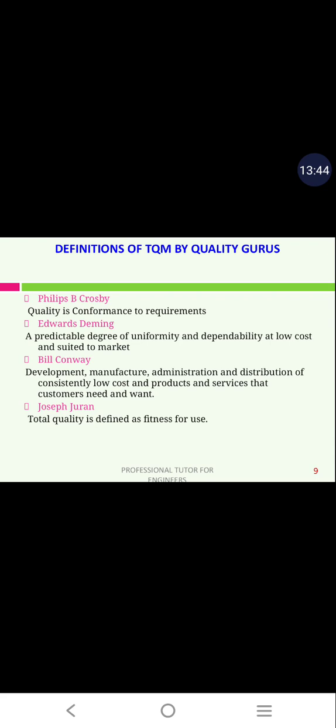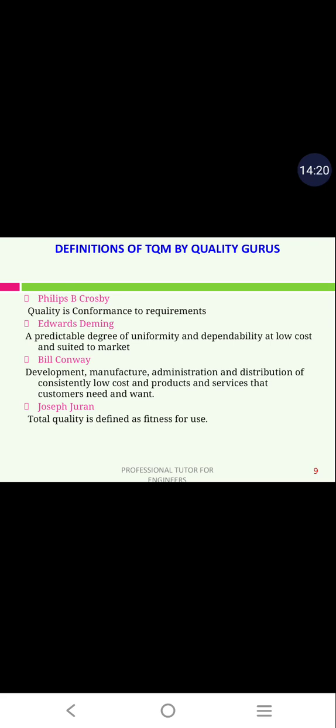A predictable degree of uniformity and dependability at low cost and suited to the market. So what he is telling is a predictable degree of uniformity. The product should be at a normal rate, with uniformity. It should be of good quality and the price also should be lower so that everybody can purchase the product. Okay, so predictable degree of uniformity and dependability at low cost and suited to the market.